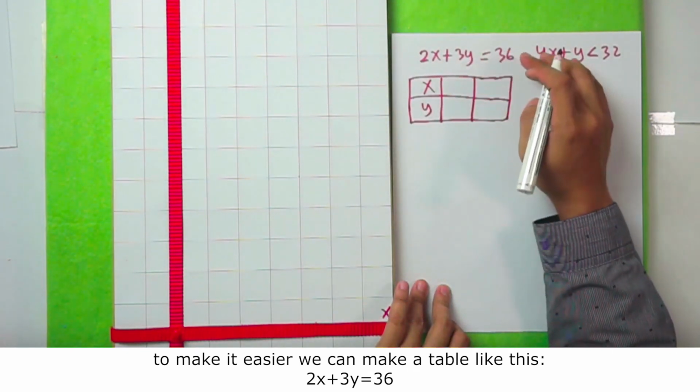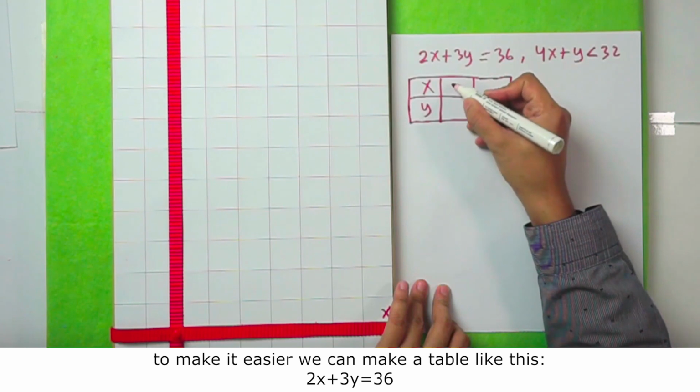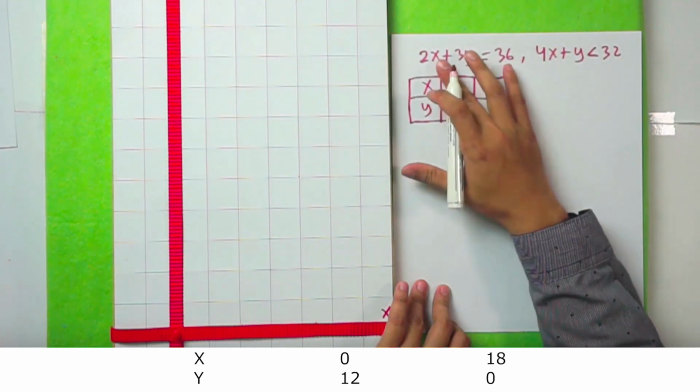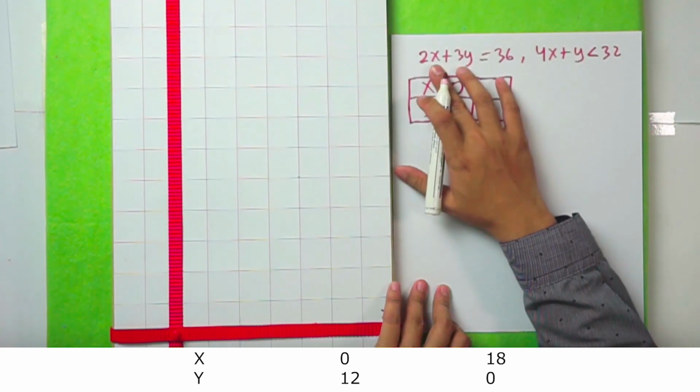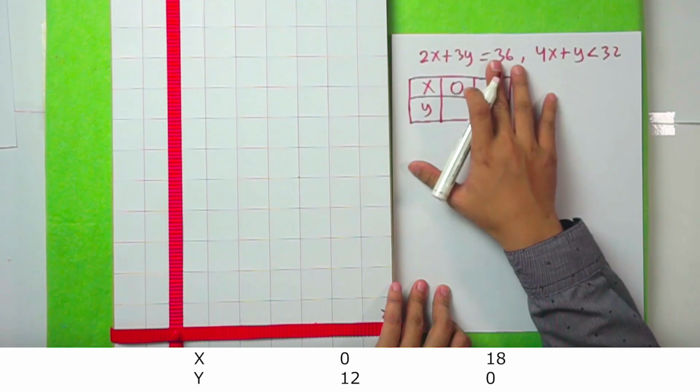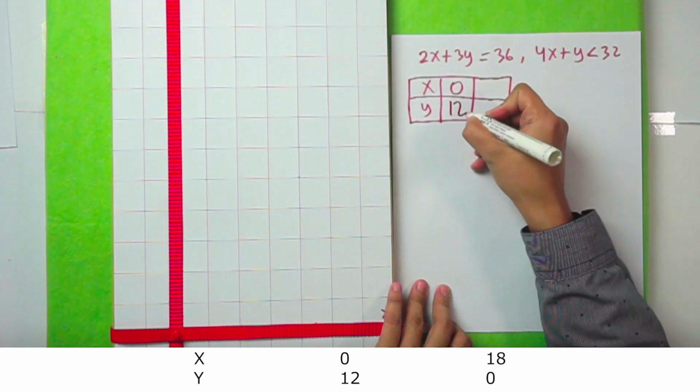2x plus 3y equals 36. If we change x value to 0, we got y value equals 12. And if we change y value to 0, we got x value equals 18.